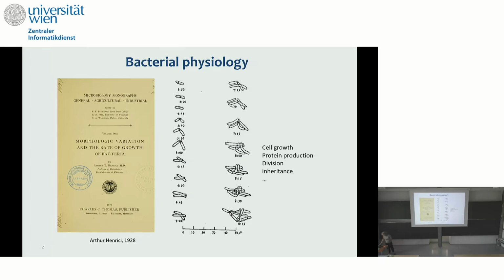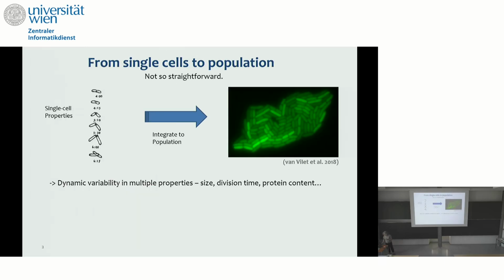And now with modern technology, well, before modern technology, the point I want to make first is, even when Enrici plotted these cells by hand, it was very clear that they're different from one another. There's variability between single cells. But even if we knew everything about single cells, it would be a very long stretch to understand the population.